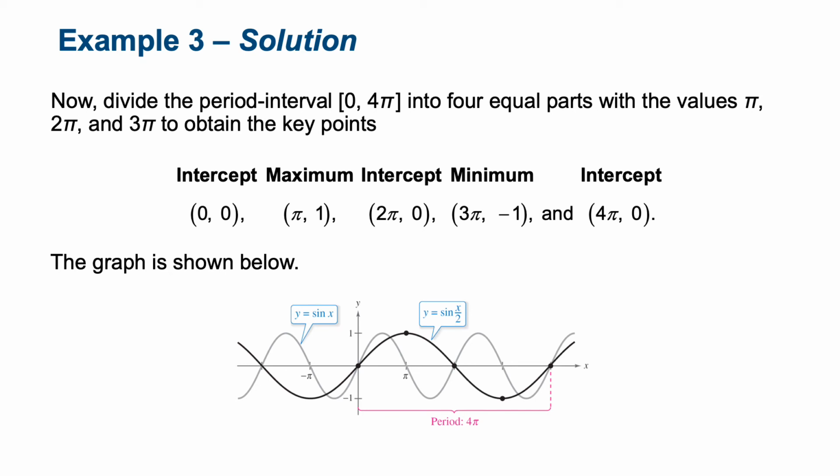So then halfway between that will be the maximum. So halfway between 0 and 2 pi is pi. So at pi, the maximum is 1, so there it goes there. And then the minimum will be -1 at 3 pi over 2, I mean, not 3 pi over 2, 3 pi, sorry. Because halfway between 2 pi and 4 pi is 3 pi, okay?